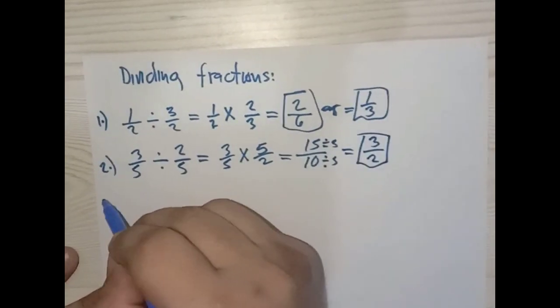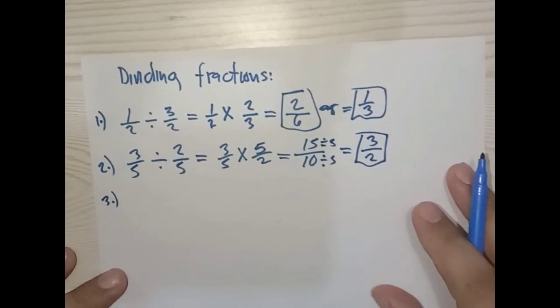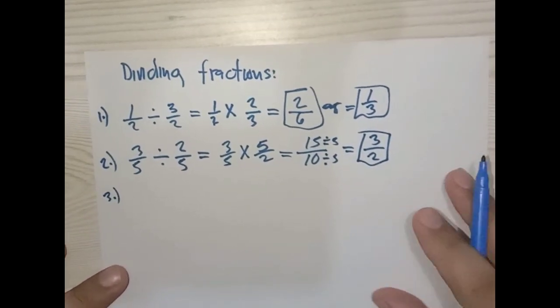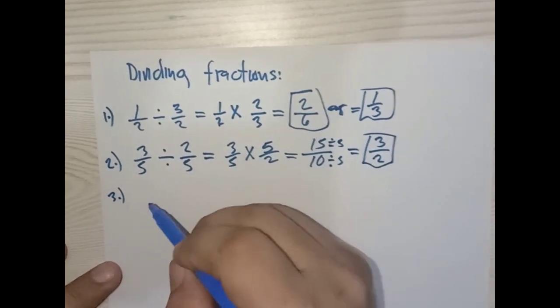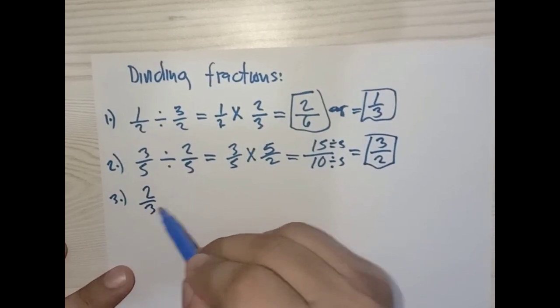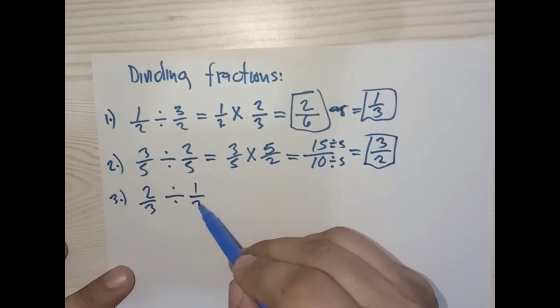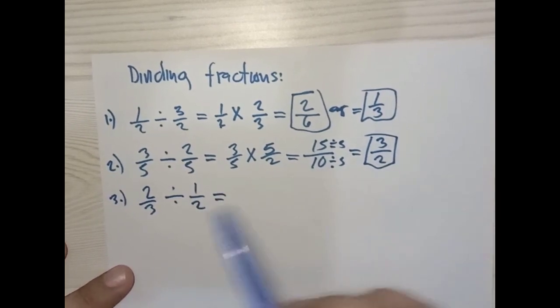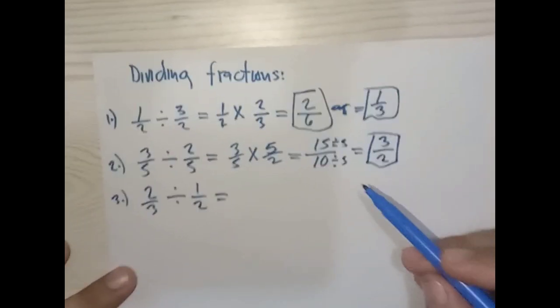Now, our third example is we are going to divide two fractions with dissimilar denominator. Okay. 2/3 divide 1/2. Okay. So, dissimilar na sa, hindi sila pares ng denominator. Ganon pa din ang process na gagawin natin.